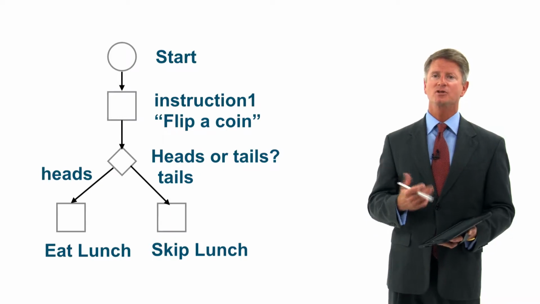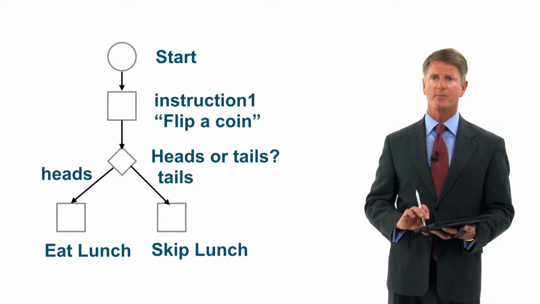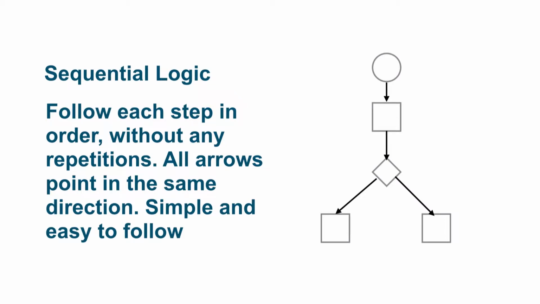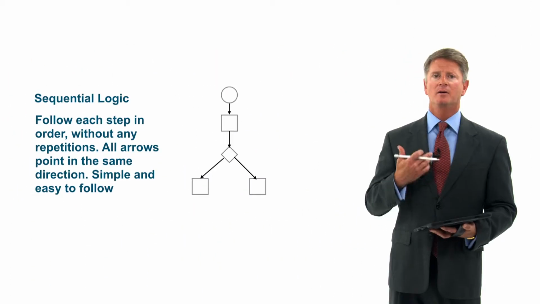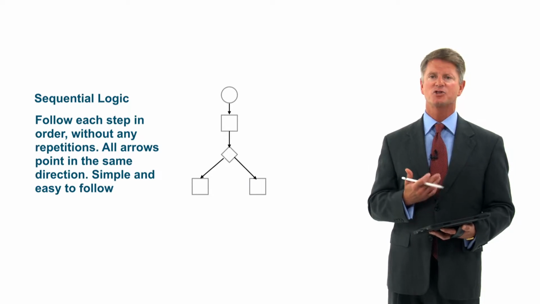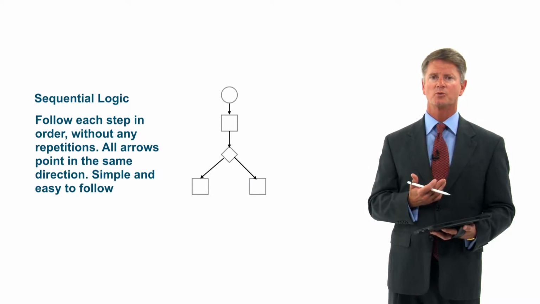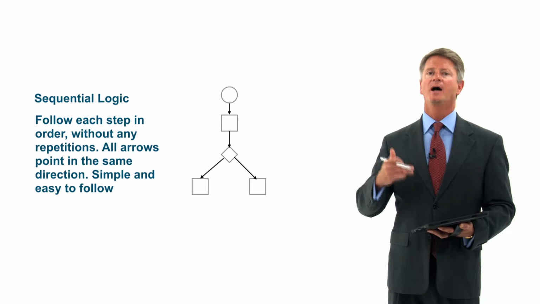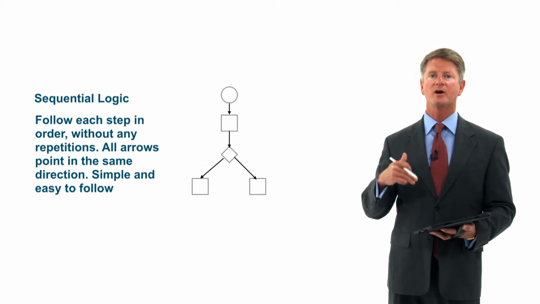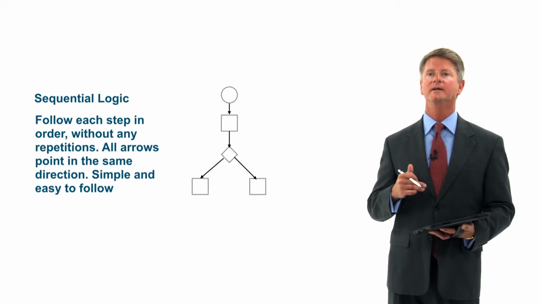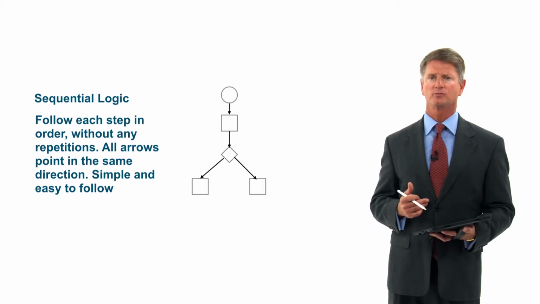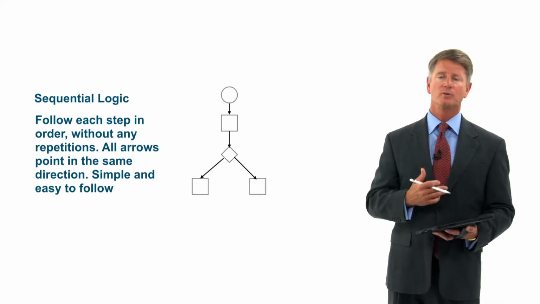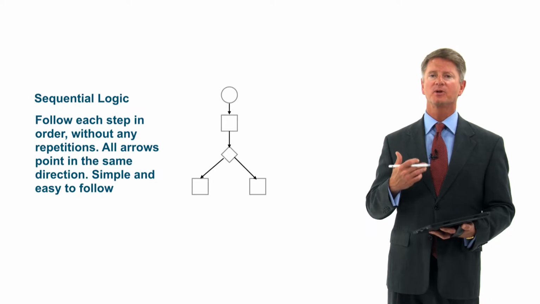What I've just given you is a pretty straightforward example of software. This is the kind of thinking that programmers have to do. And they approach these, and there's different kinds of logic that they use to approach problems. The simplest and most common is called sequential logic. I follow each step in order. There's no repetition. All the arrows point the same way. I'm always going from the top to the bottom of this software code. I never go back and repeat anything. This is very simple and easy to follow.